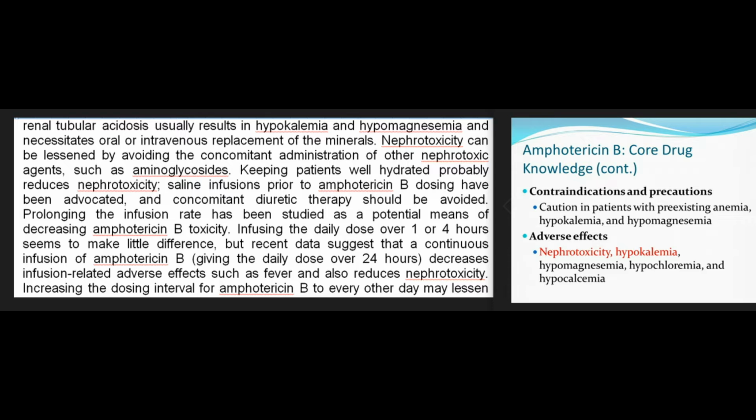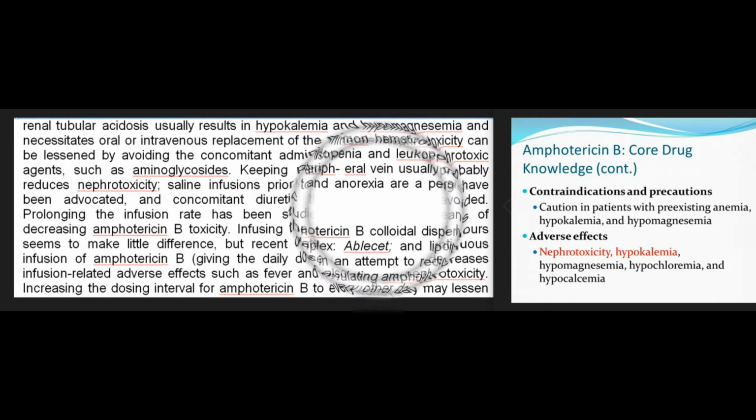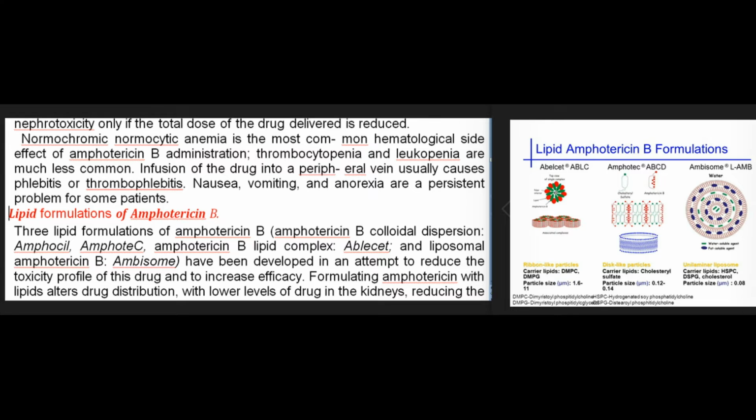Prolonging the infusion rate has been studied as a potential means of decreasing amphotericin B toxicity. Infusing the daily dose over 1 or 4 hours seems to make little difference, but recent data suggest that a continuous infusion of amphotericin B, giving the daily dose over 24 hours, decreases infusion-related adverse effects such as fever and also reduces nephrotoxicity. Increasing the dosing interval for amphotericin B to every other day may lessen nephrotoxicity only if the total dose of the drug delivered is reduced.